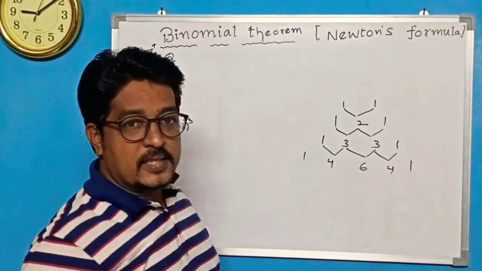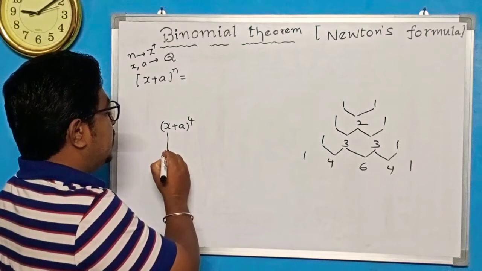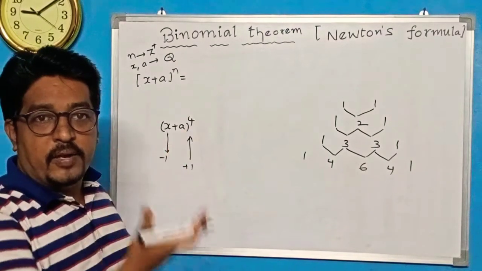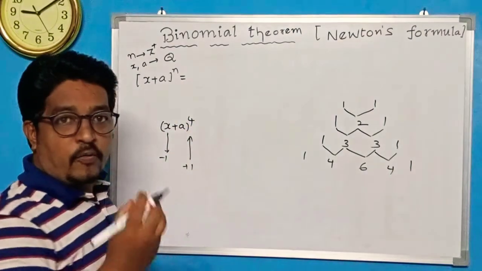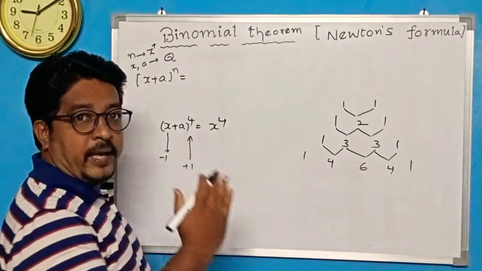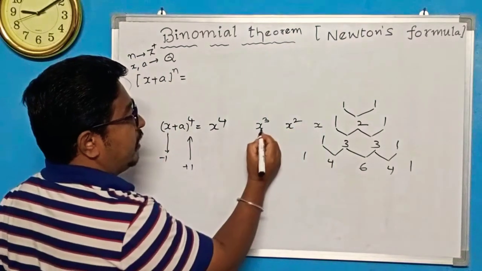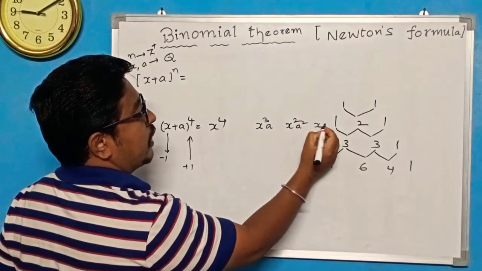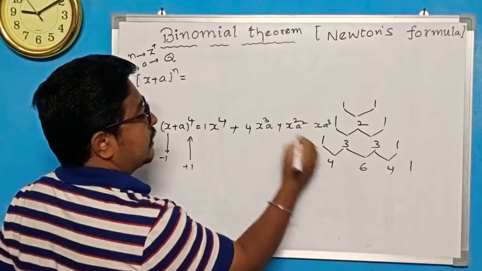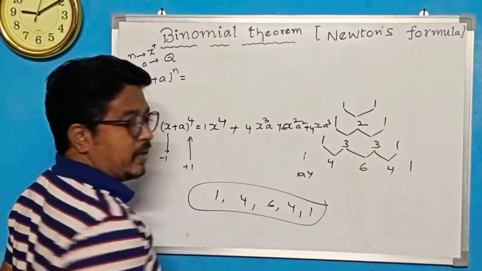Now we can apply this to (x + a)^4. How do we read it? The power of x decreases by 1 each time, and the power of a increases by 1. Here 4 is the exponent, so first we write x^4, then x^3, x^2, x, joined with a, a^2, a^3, a^4, and the coefficients are 1, 4, 6, 4, 1. We call these binomial coefficients.